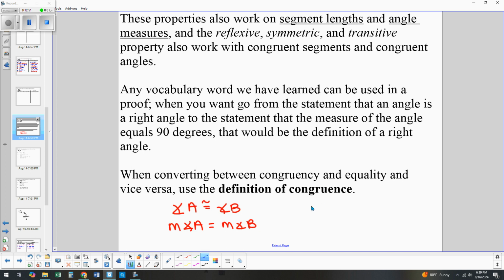Same thing if I started with the measure of segment XY equal to the measure of segment AB. And now I wanted to say that those segments themselves are congruent. That would be the definition of congruence as well.